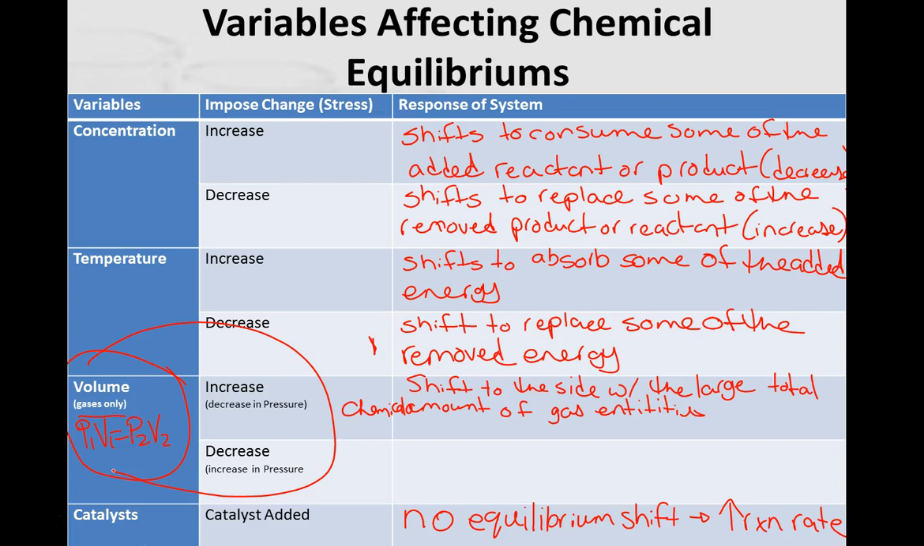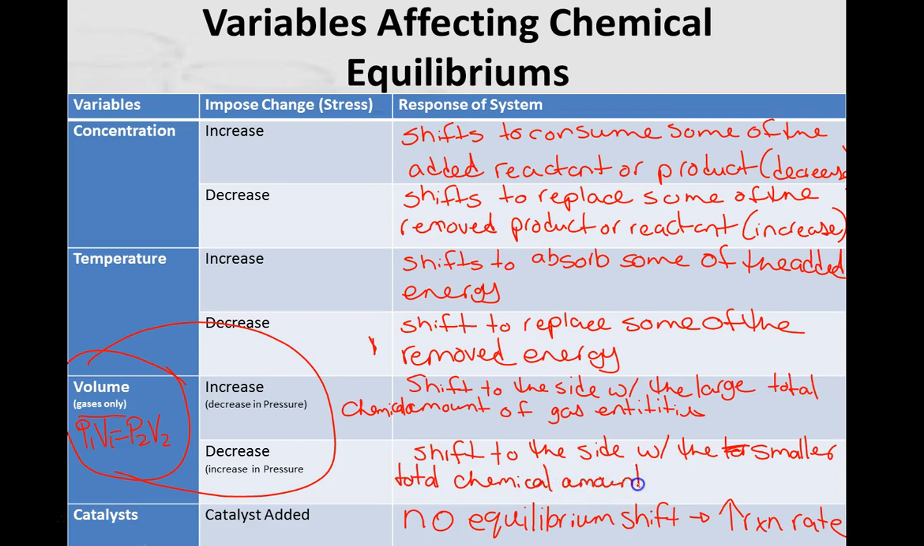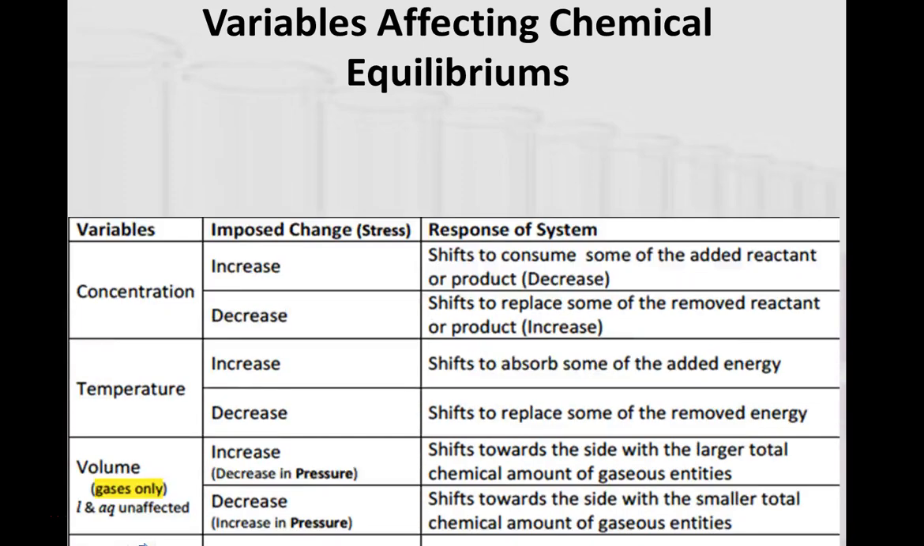So if I decrease the volume, my system will respond by shifting to the side with the smaller total chemical amount of gas entities. A few more extensions on these rules, and then we'll look at them in application.